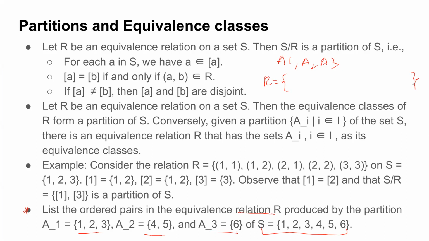So basically, how do you get an equivalence class? You see all possible ordered pairs. The equivalence class of any element is all possible elements such that the ordered pairs (a, s) are in R.